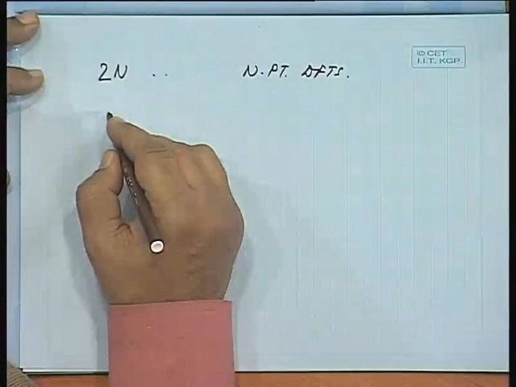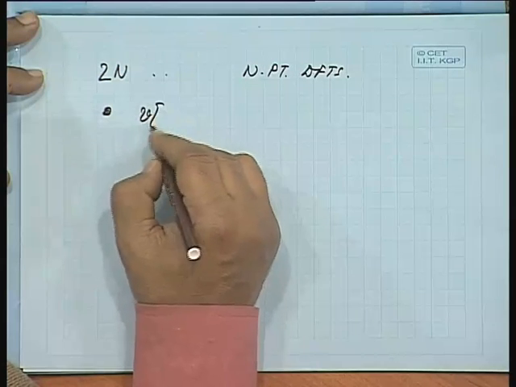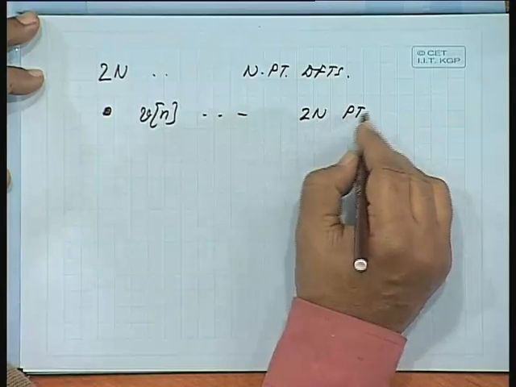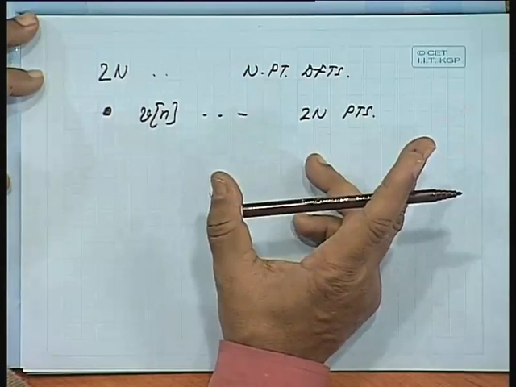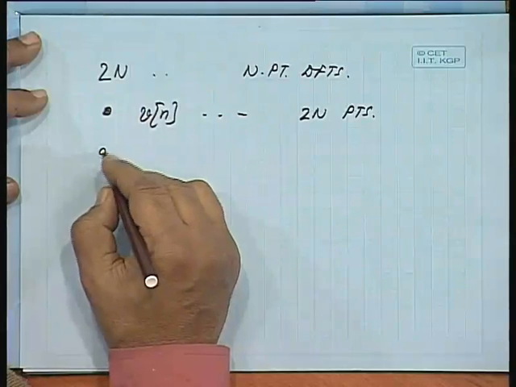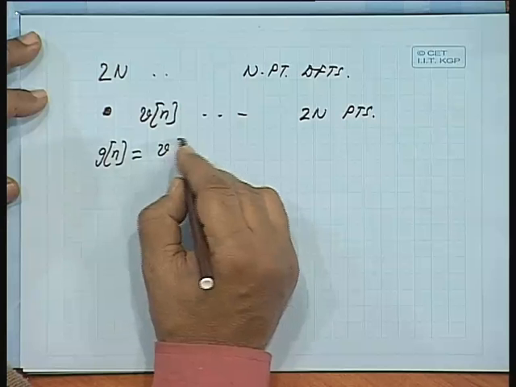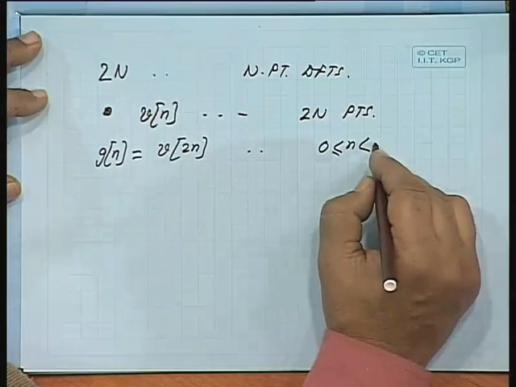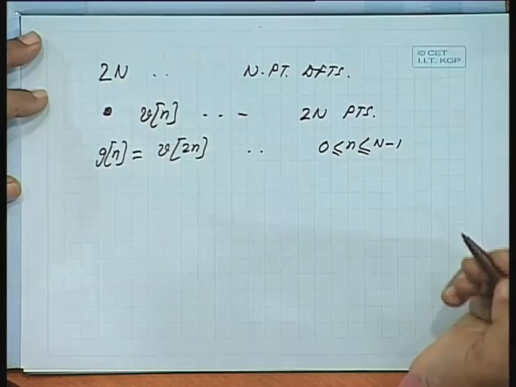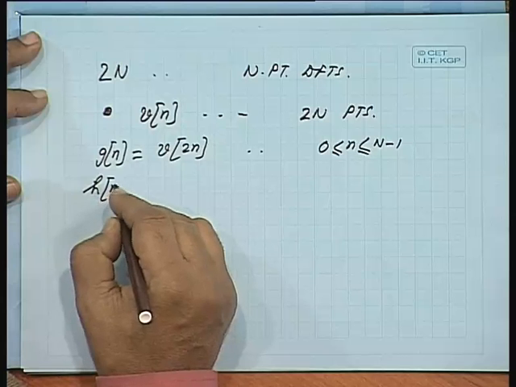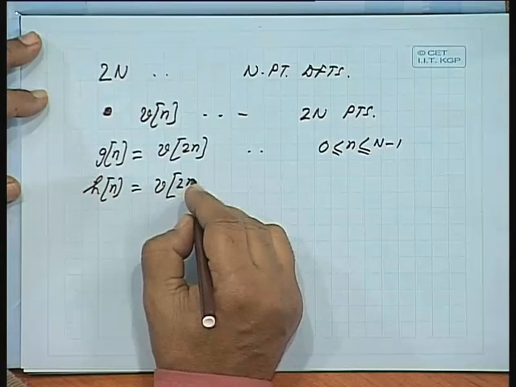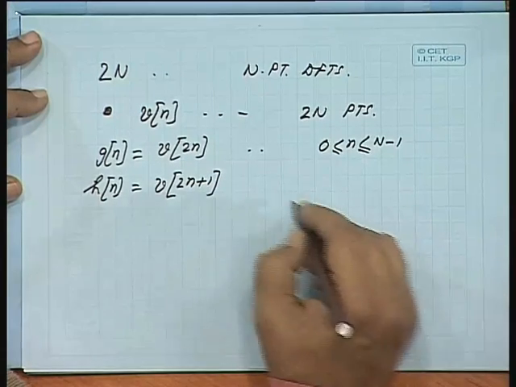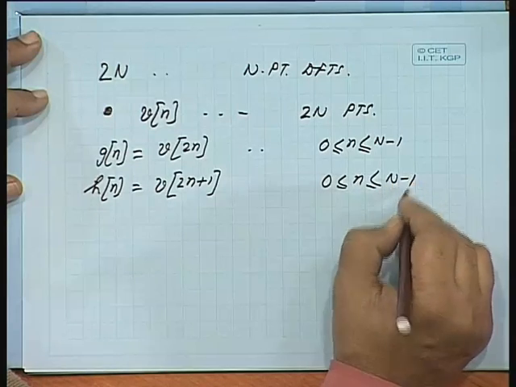Now, if you have a sequence v(n) of 2n points, I break it up into two sequences. One is to pick up the even numbers, the other one is to pick up the odd numbers. So, it will be two sequences of length n. So, let us define a sequence g(n) which will be v(2n), n from 0 to n minus 1. And another sequence h(n) which is v(2n plus 1), n from 0 to n minus 1.